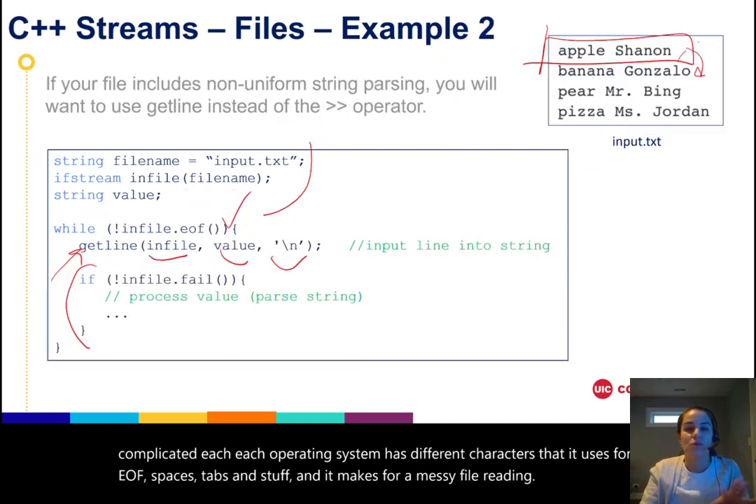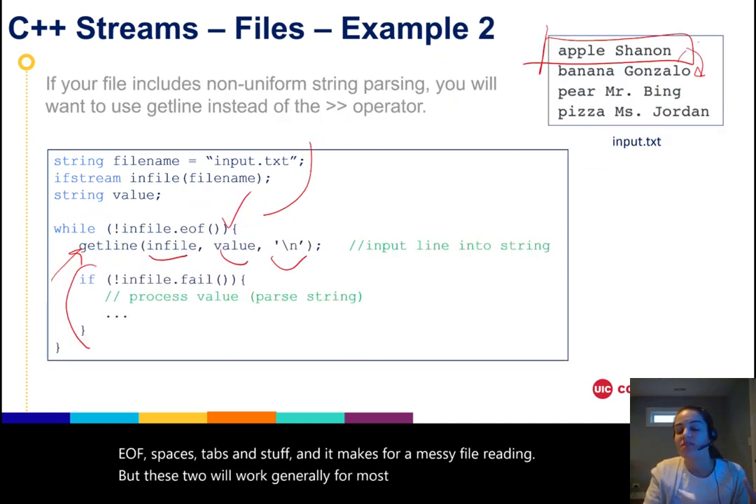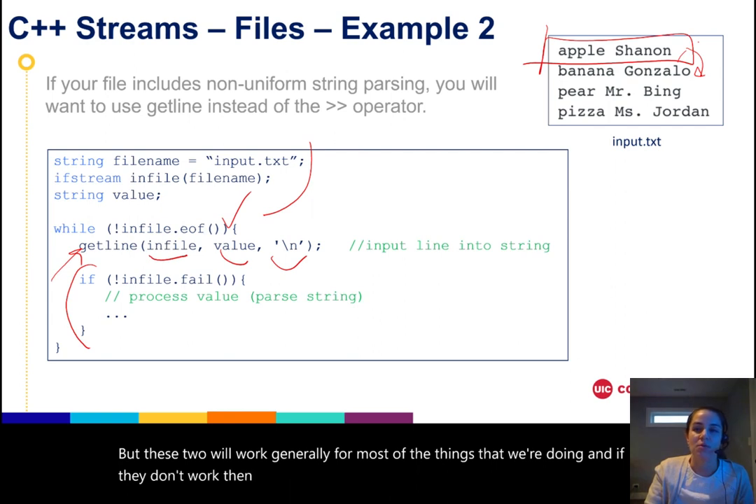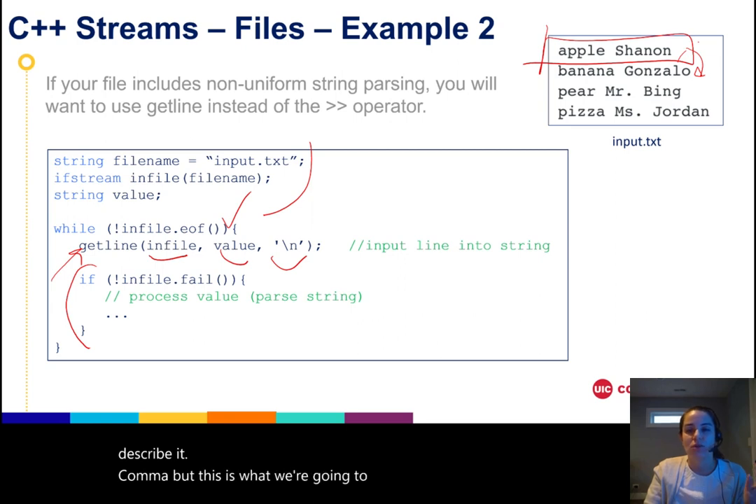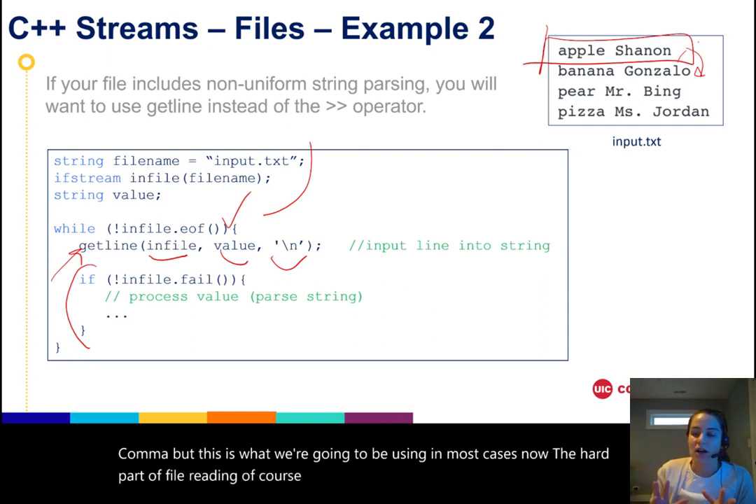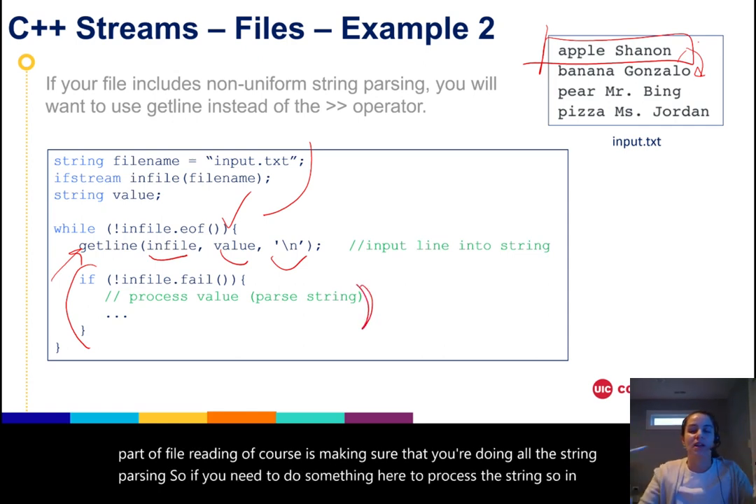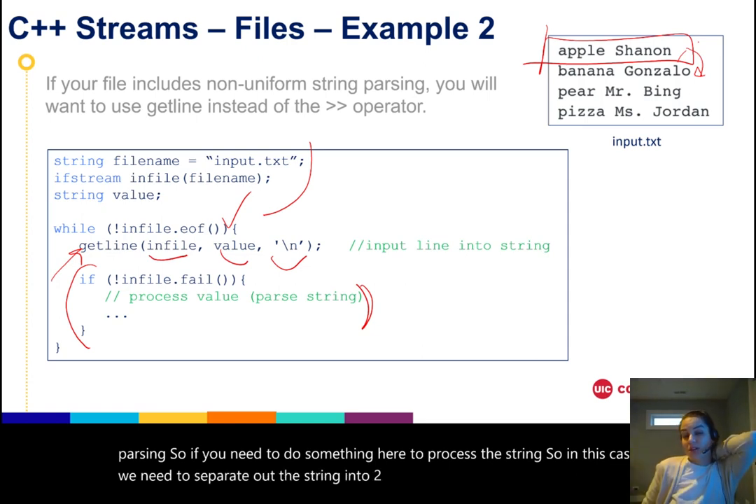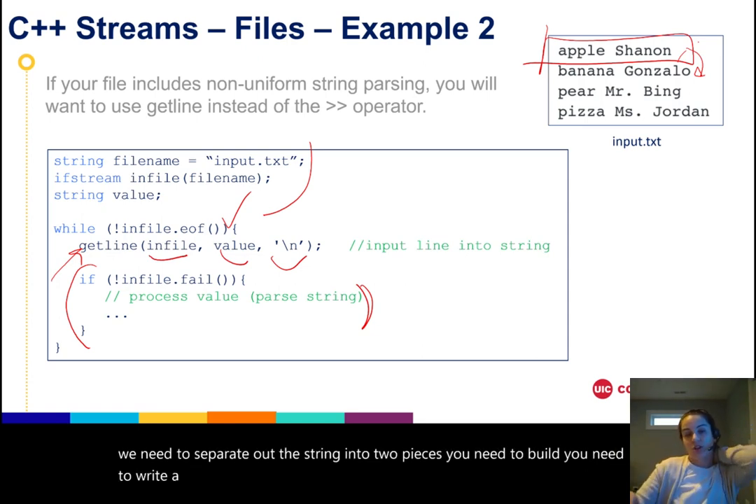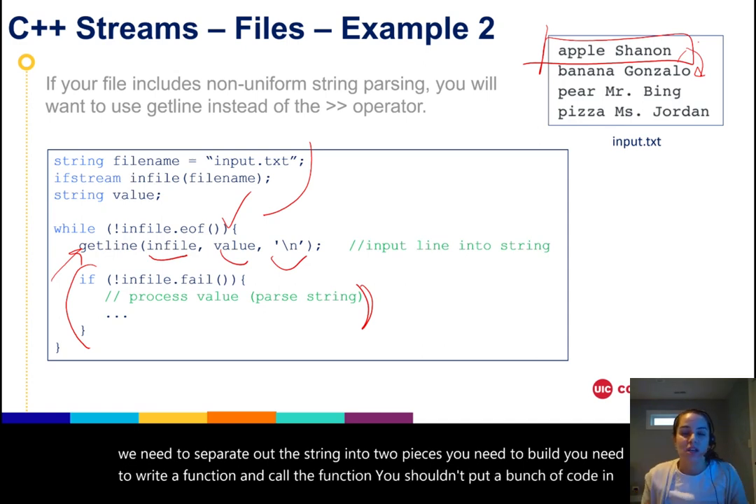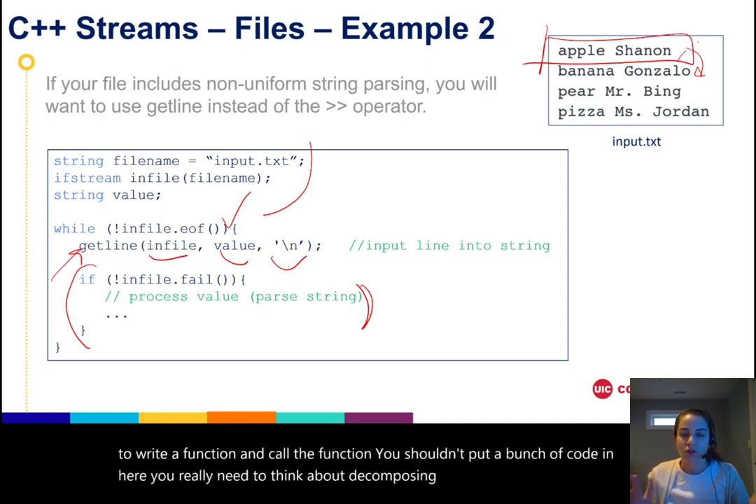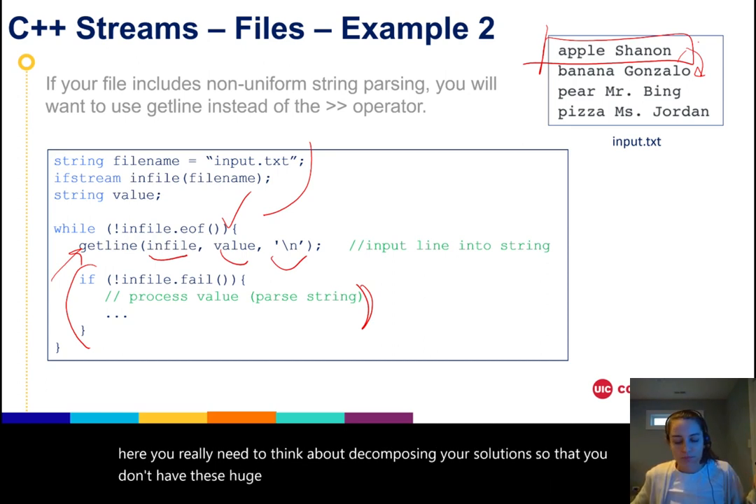But these two will work generally for most of the things that we're doing, and if they don't work, then I'll give you a template in the project description. But this is what we're going to be using in most cases. Now, the hard part of file reading, of course, is making sure that you're doing all the string parsing. If you need to do something here to process the string, so in this case we need to separate out the string into two pieces, you need to write a function and call the function. You shouldn't put a bunch of code in here. You really need to think about decomposing your solutions so that you don't have these huge long file reading codes.